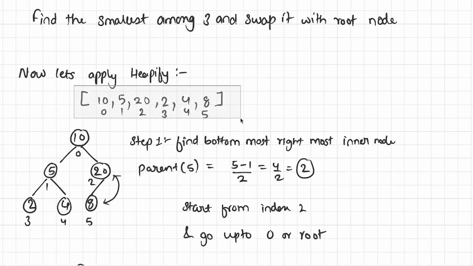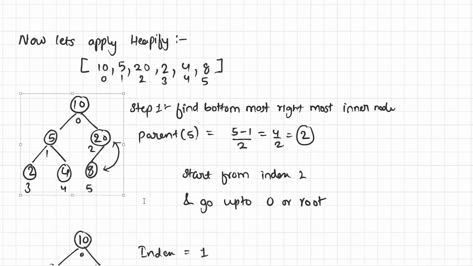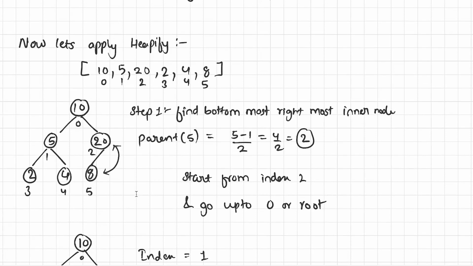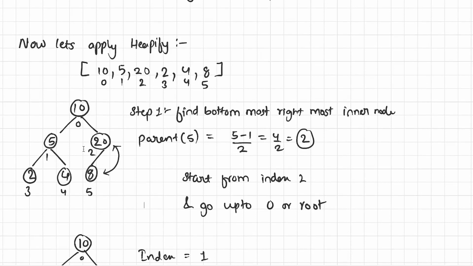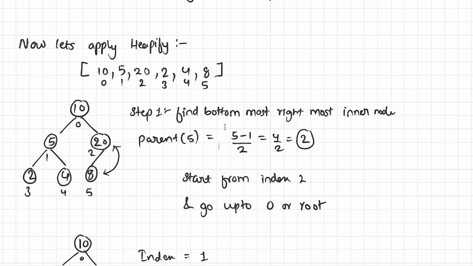So these are all the elements of the array, and this is the tree representation of this array. Now we are going to start with the bottommost, rightmost inner node. And how to find the bottommost, rightmost inner node? It's simple. The bottommost rightmost inner node is nothing but the parent of the last node. So the last node is 8 and the index of this is 5. So we are going to compute the parent of this node. It's going to be (5 minus 1) divided by 2, which is 4 divided by 2, that is equal to 2. So the parent of this node is present at index 2.